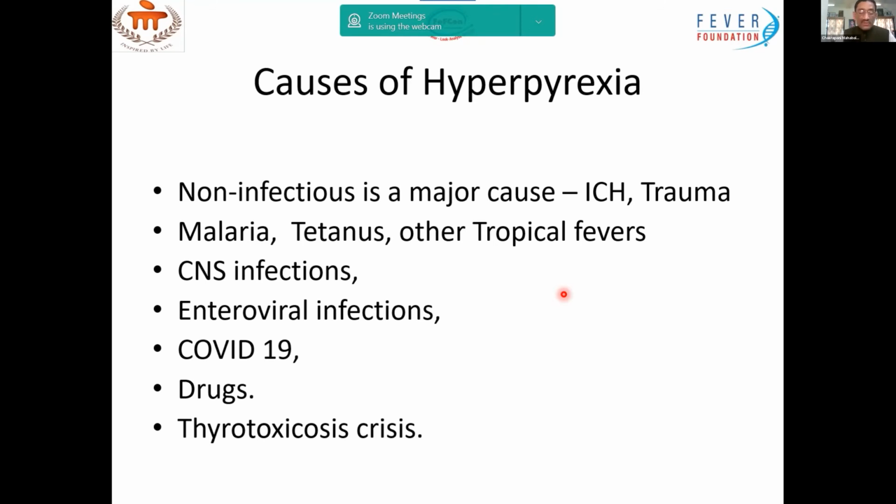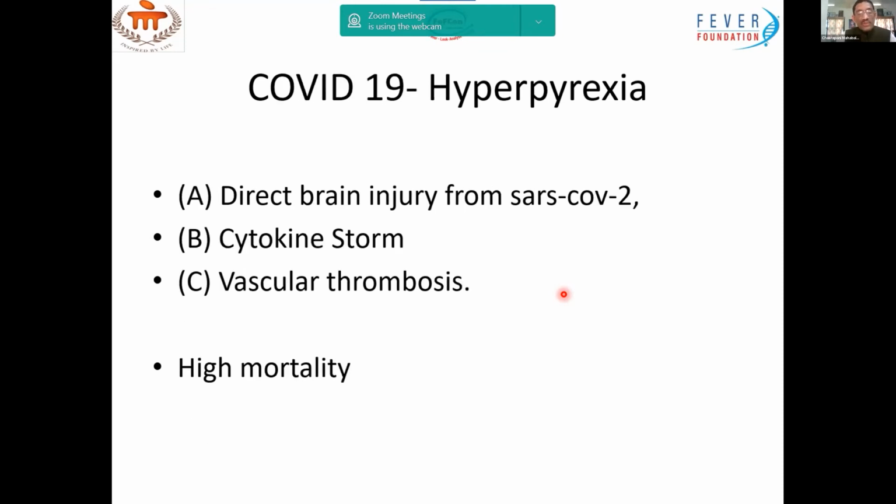There are a variety of drugs, starting with anesthetics and also drugs which act on the extrapyramidal system, which can produce hyperpyrexia. Among endocrine causes, thyrotoxic crisis is one of them which can produce hyperthermia. COVID-19 can produce hyperpyrexia either because of the cytokine storm, or because of direct brain injury from SARS-CoV-2, or because of extensive vascular thrombosis. Whatever it is, there is high mortality due to COVID-19 induced hyperpyrexia, and unless we measure core temperature, we will miss many of these conditions.